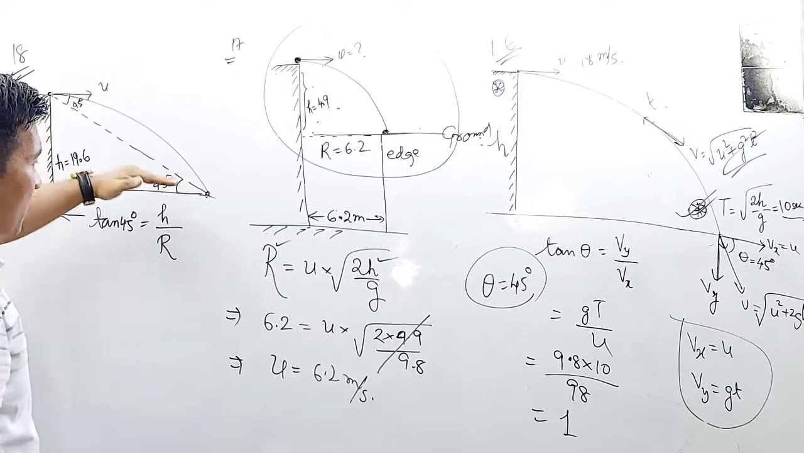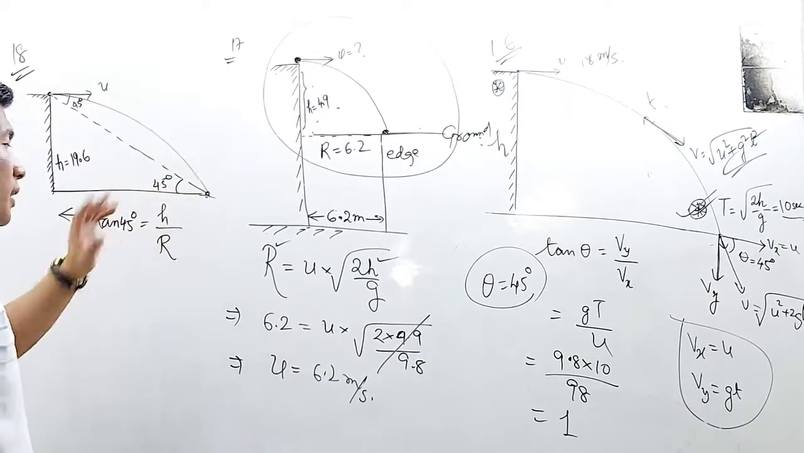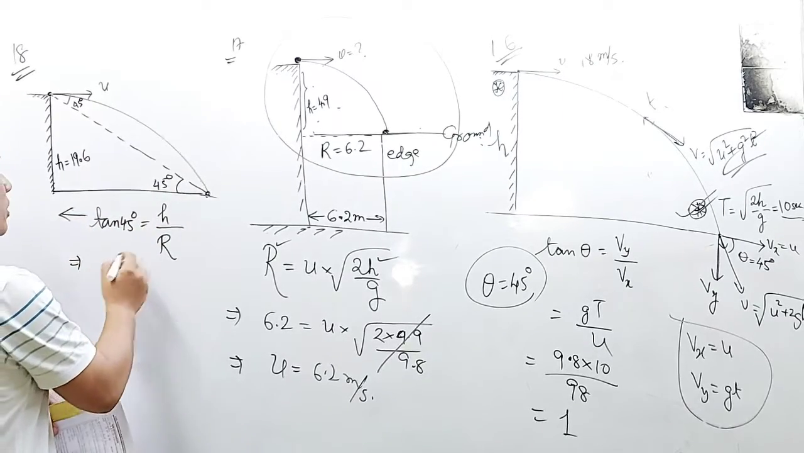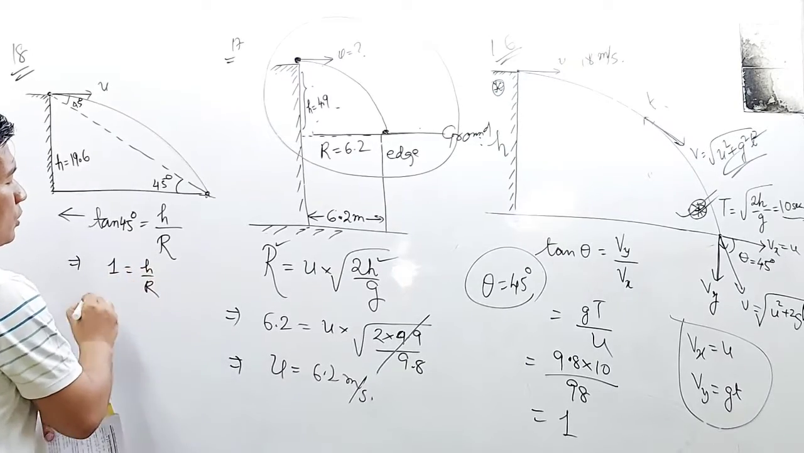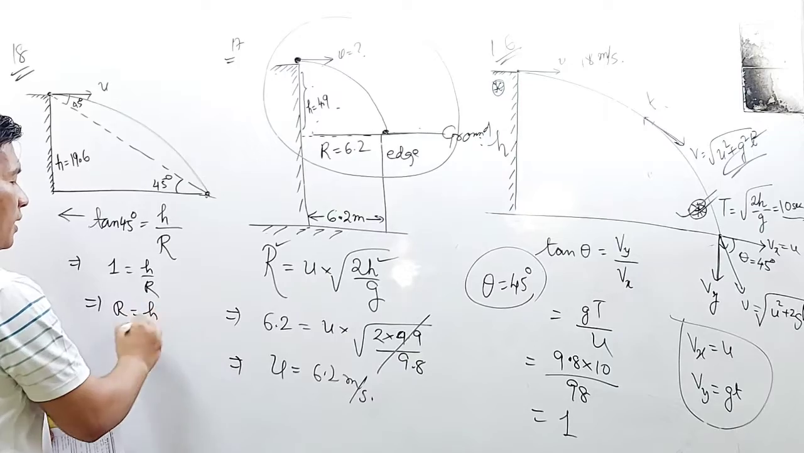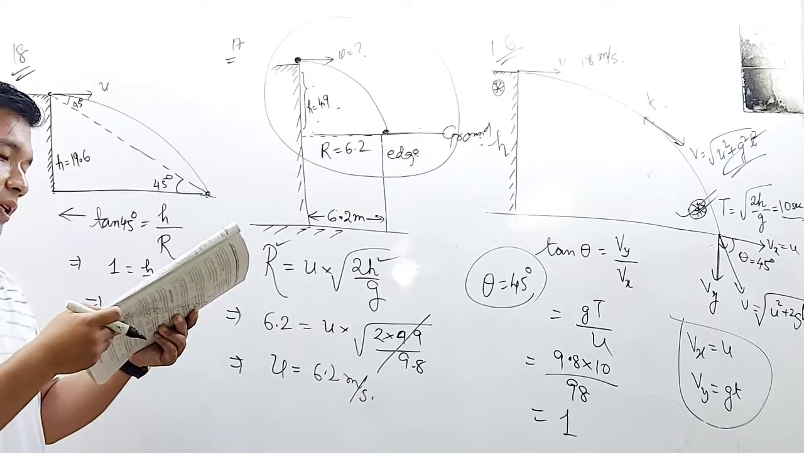Perpendicular by base will give you the angle of the triangle, but here tan 45 is very simple. We can put it like this: 1 is equal to H by R, so our range will be equal to H, and this will be equal to 19.6.